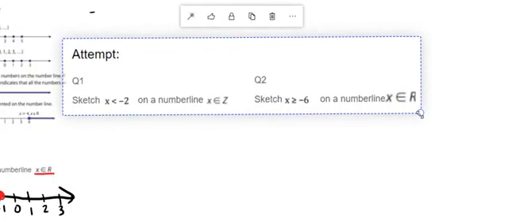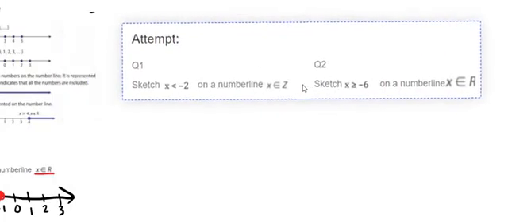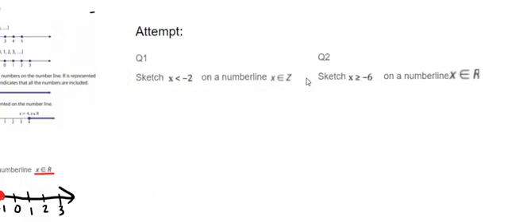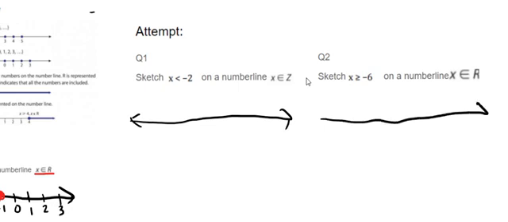So here's two questions. If you want to, just pause the video and try these two. Try to sketch a number line really quickly and then play it on, and I'll go through the answers.